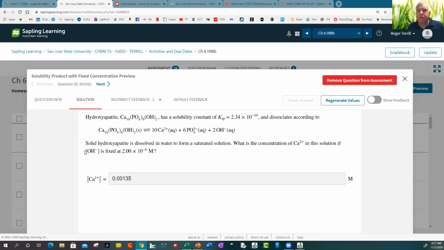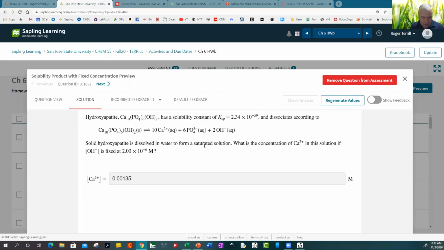But if you have OH minus fixed at 2 times 10 to the minus 6, that means the pH in your mouth is like 6.8, right? No, 5.8. 5.7. pH is 5.7. It's not that uncommon. What is the calcium ion concentration in this solution, if nothing else changes?